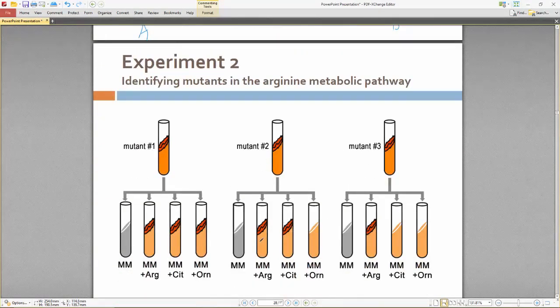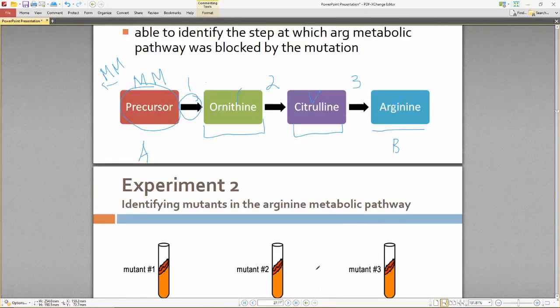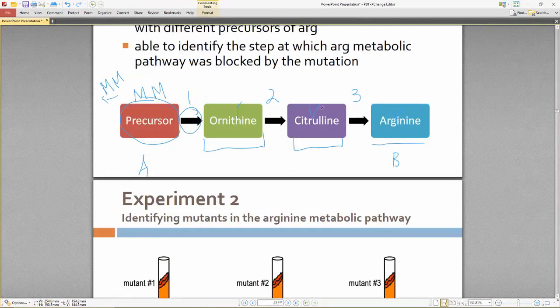Mutant number 2. It can't grow on minimal media. It can grow on arginine. It can grow on citrulline, but it can't grow with minimal media and ornithine. So what does that mean? It can grow starting here, but it can't grow starting here. So when it has only ornithine, enzyme 2 is not working.